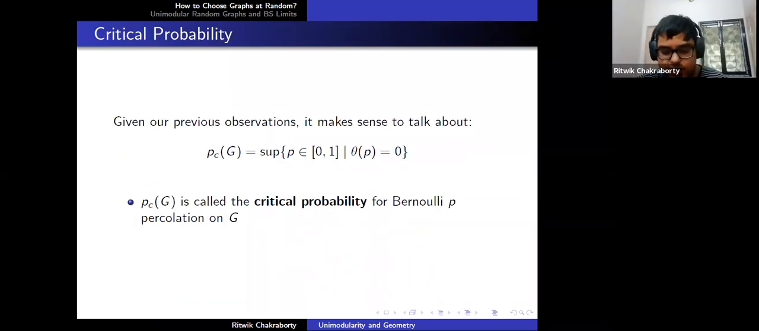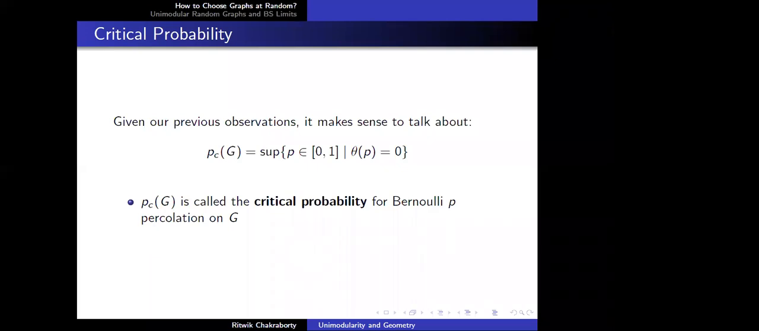Theta p is the probability that, so you fix some vertex x in your graph G, okay? Theta p is the probability that the cluster of x is infinite in size. Is that clear? And what is the meaning of x being connected to infinity?